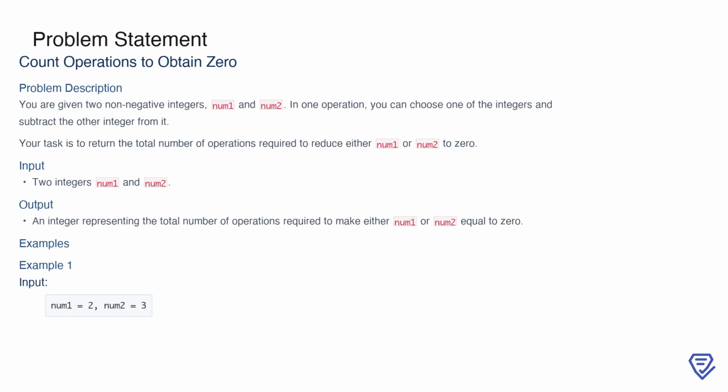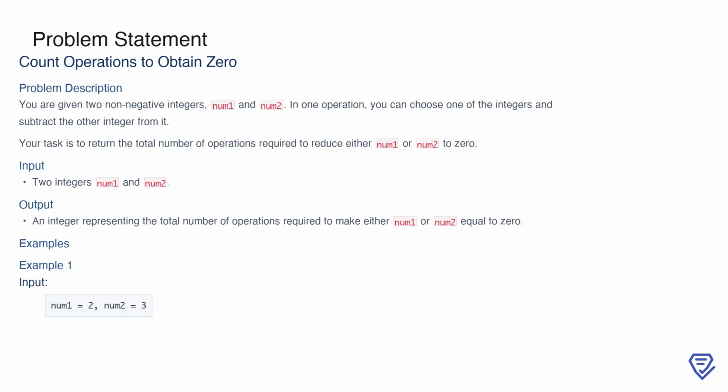In this problem, you are given two non-negative integers, number 1 and number 2. The goal is to find out how many operations it takes to reduce either number 1 or number 2 to 0. In a single operation, you can subtract one of the integers from the other. For example, if number 1 is 5 and number 2 is 3, you could subtract number 2 from number 1 to make number 1 equal to 2. Your task is to return the total number of such operations needed until either of the numbers becomes 0.